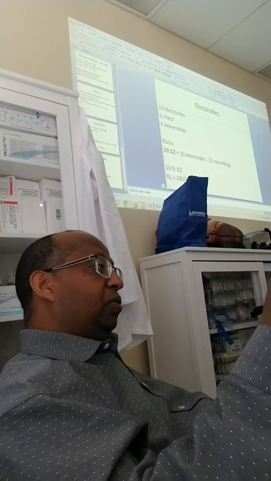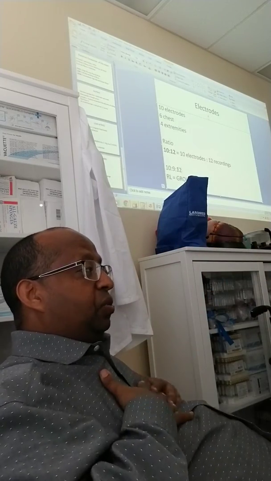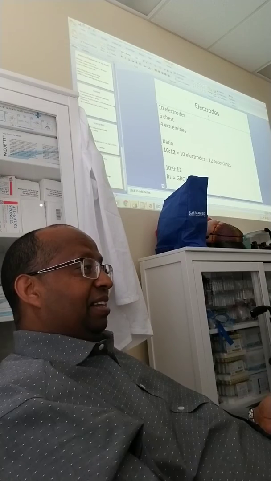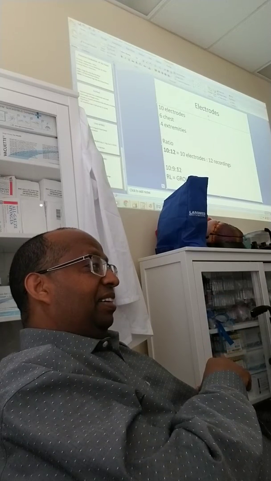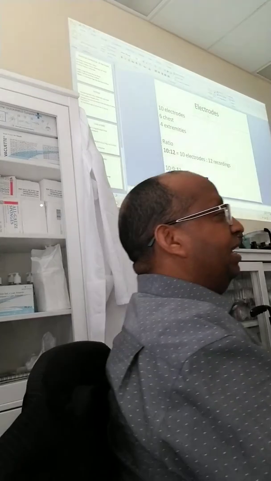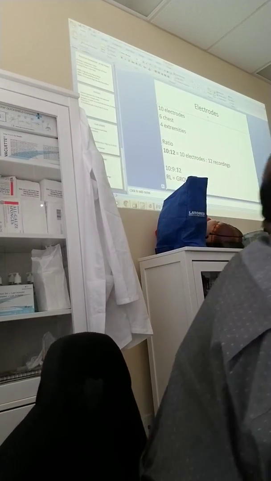Now, the 12 readings come from 2 different areas: one from the chest, one from the arms and legs. How many arms and legs do we have? 4 in total, 2 legs and 2 arms. We have 3, because the right leg is gone. Okay, we have 3. How many chest electrodes do we have? 6.